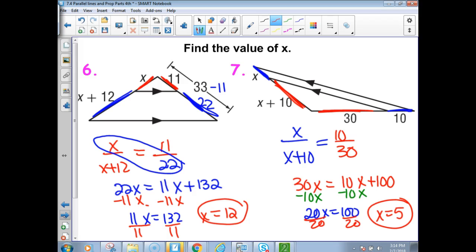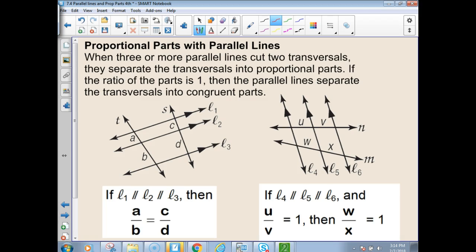Okay, I hope not too bad so far. Now we're going to go to that proportional parts for parallel lines. 3 lines cut by 2 transversals.